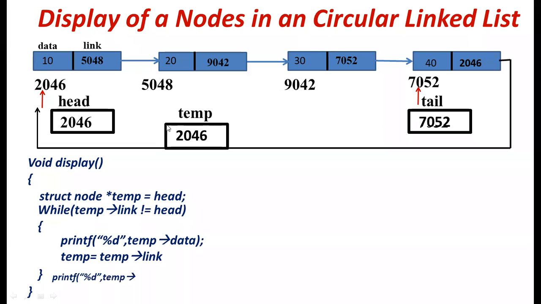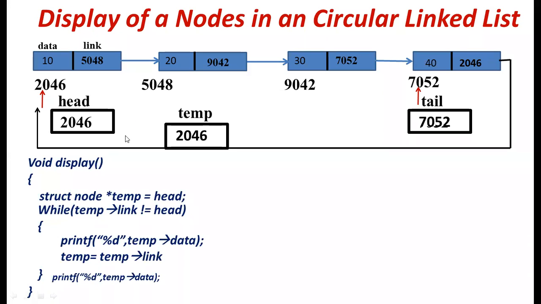So what is temp to link? Temp is equal to 5048. So now 5048 will be stored here. 5048 is not equal to 2046. So it will display the second element. Now temp is equal to temp to link, that is 7052.